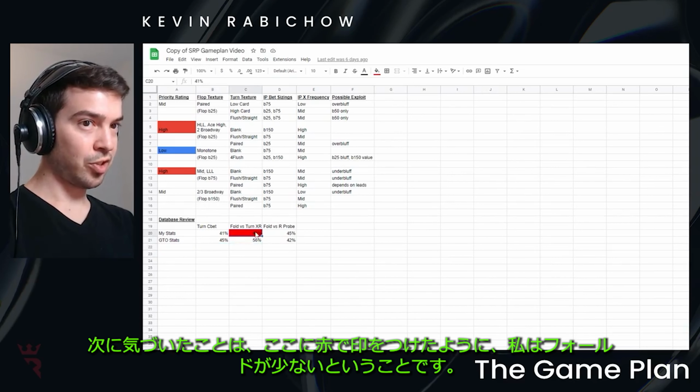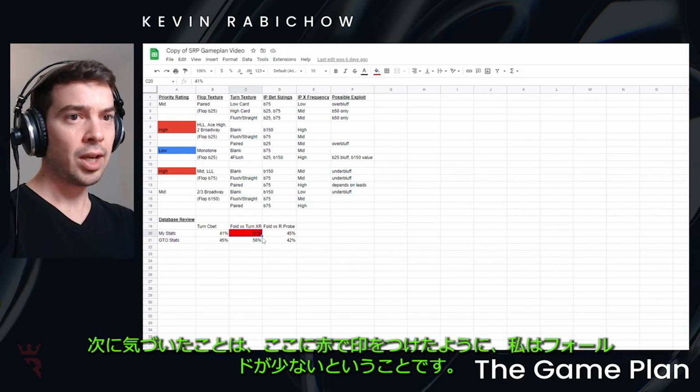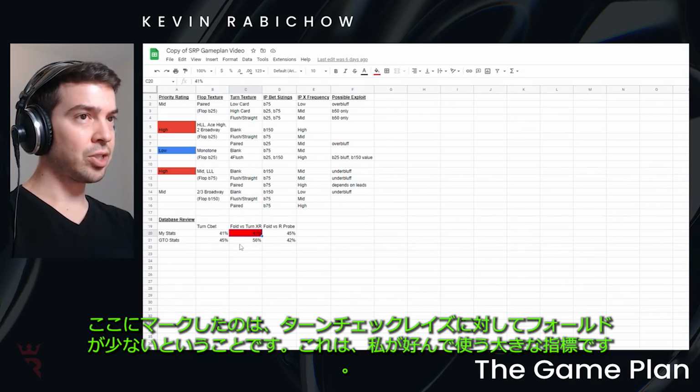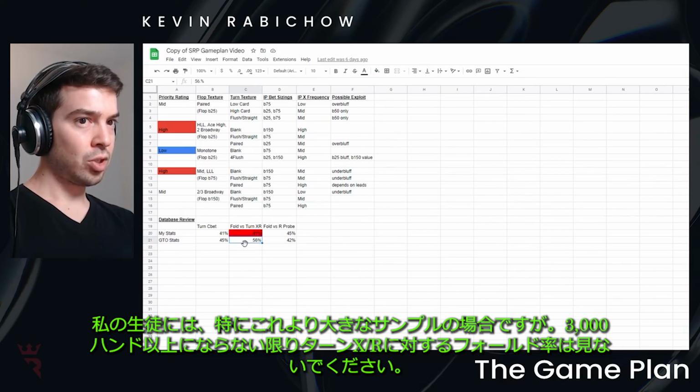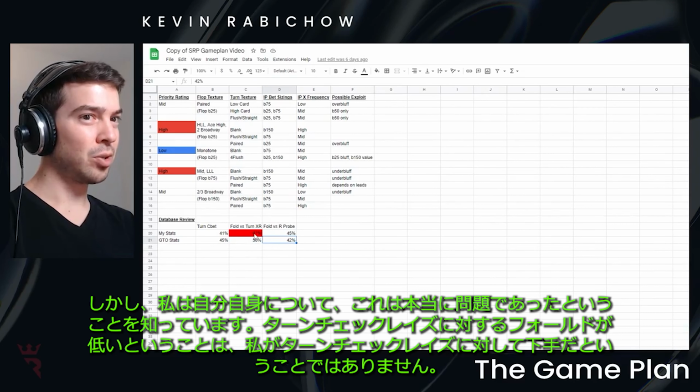The next thing I noticed, which I've marked here in red. Oh yeah, red is correct because I'm underfolding. What I've marked here is a low fold to turn check raise. This is a big indicator that I like to use with my students, especially with samples that are larger than this. I would recommend not looking at fold to turn check raise over 3K hands, but I do know about myself that this was a real problem.